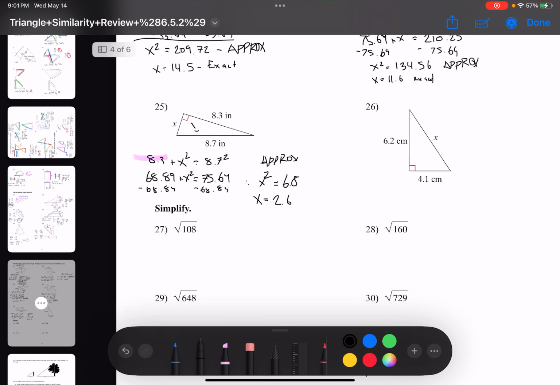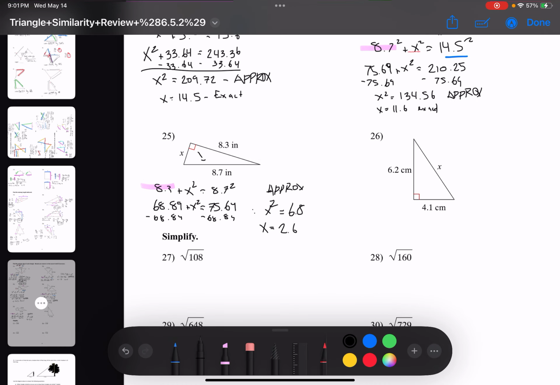Are we on question 23? No, we're on question 25. That's what I thought. Yep.